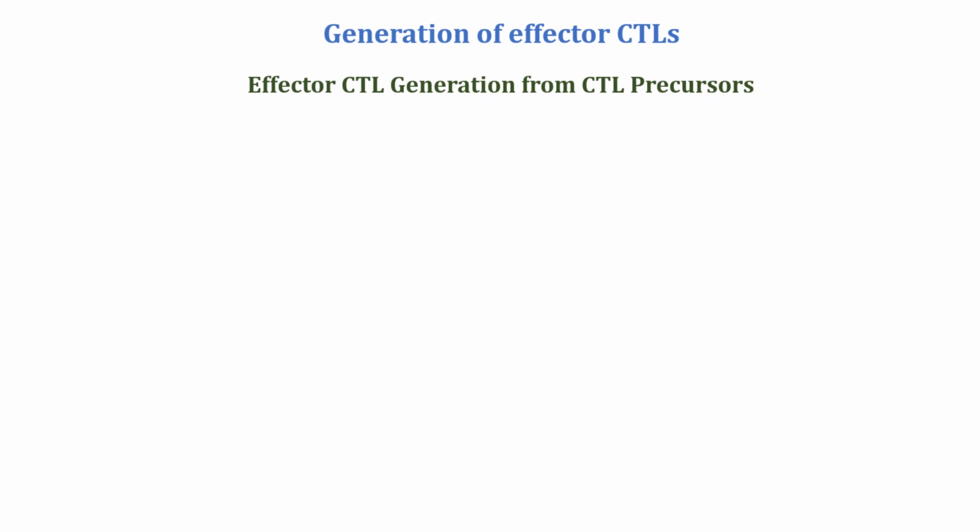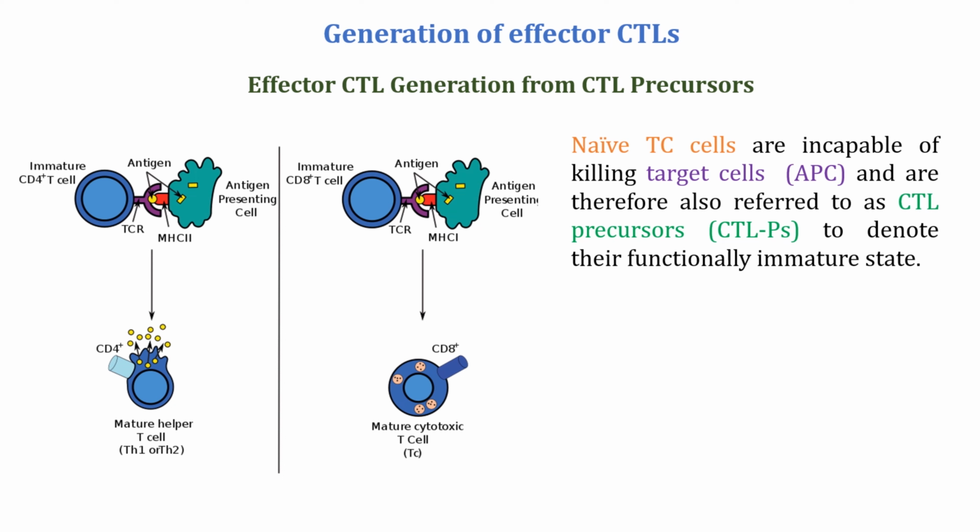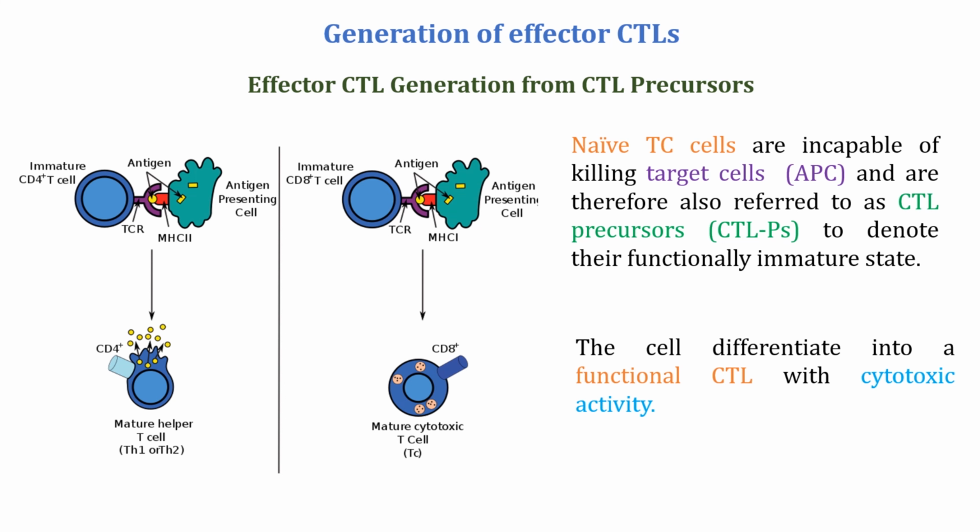So, in this, effector CTL generation from the CTL precursor. The CTL means the cytotoxic T lymphocytes. In simpler terms, naive T cells, also called CTL precursors, can't kill target cells because they are functionally immature. They become effective killer cells, known as CTLs, after activation. So the cell differentiates into the functional CTL with cytotoxic activity.